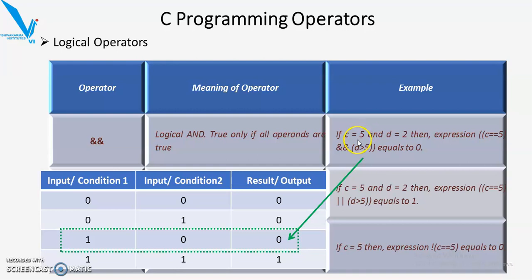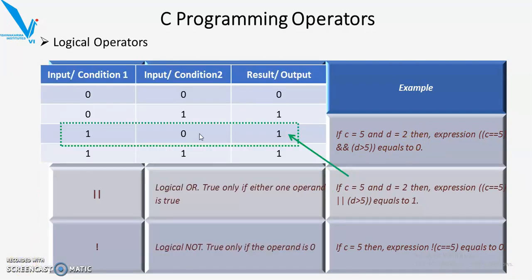In this example, C is equal to 5 and D is equal to 2. And we have two conditions, or say two inputs, that is C equals 5 and D greater than 5. Here C equals 5 gives 1 as the condition is satisfied, and D greater than 5 produces 0 as the condition is not satisfied. So at the output we are getting the result 0.